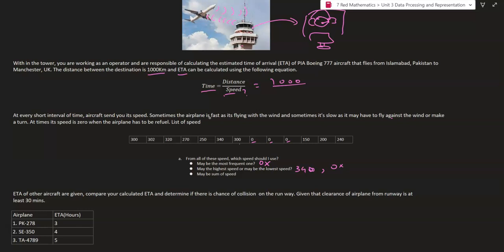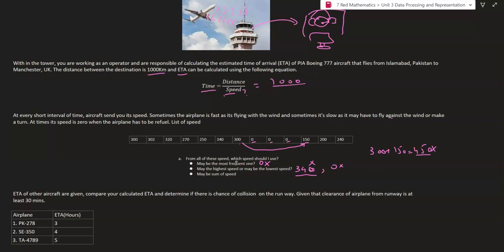340 is a speed that we can work with, but it does not take into consideration speeds which are slower than it. So 340 does not consider 150 at all. So this is not a good speed as well. So maybe we can sum up the speeds. Let's add these, maybe this could work. So 300 plus 150 gives you 450. But the highest speed that is possible is 340, so this speed is never achieved by the aircraft. So this is not a speed that we can work with.